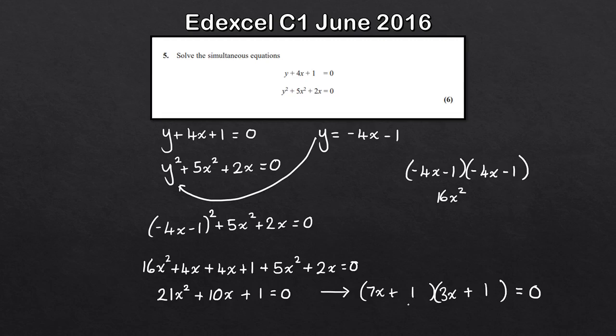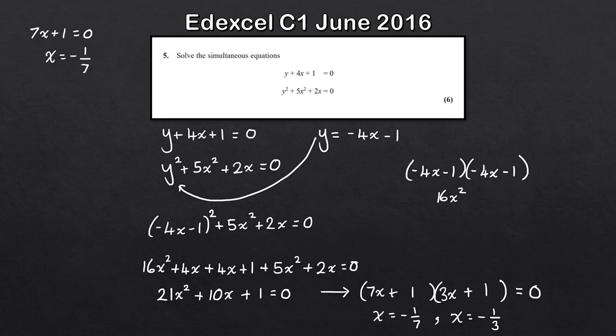So our first x solution comes from setting 7x plus 1 equal to 0. So 7x plus 1 equals 0, and then solving for x. So clearly x will be equal to minus 1 over 7. And then same again here, setting 3x plus 1 equal to 0, we get a similar solution, but instead of it being minus 1 over 7, it'll be minus 1 over 3. Okay, so we've got both our x solutions here.